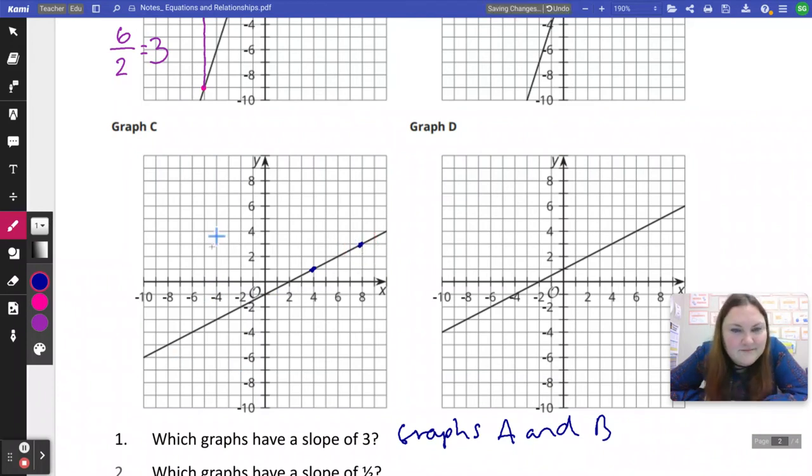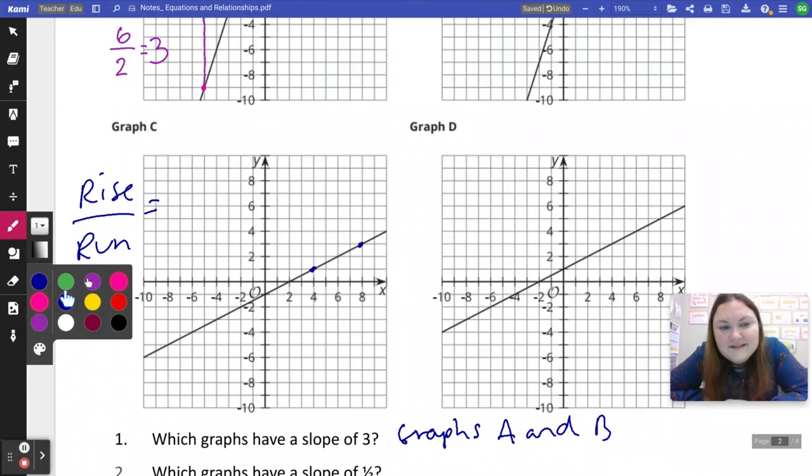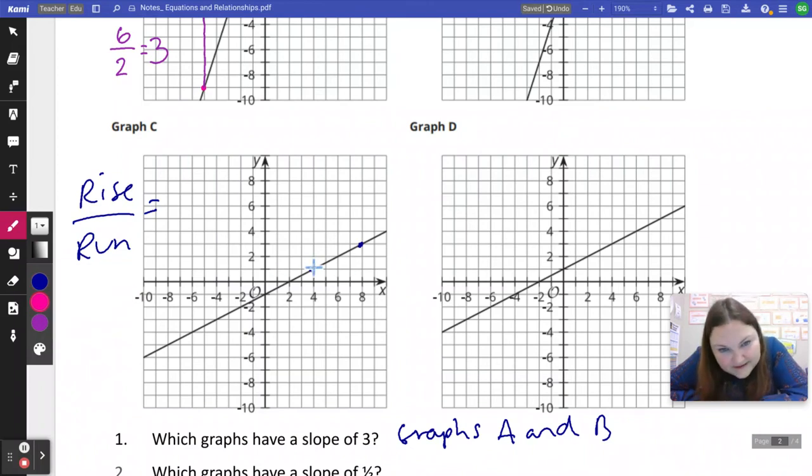And then I'm going to count my rise over run. It always starts with rise. Rise is always going to be on the top. Your rise is how many boxes you have to go up or down. So starting at my first point, I have to go up 2 boxes. And then my run is how many boxes I have to count over. So I have to go over 1, 2, 3, 4. So I get 2 over 4.